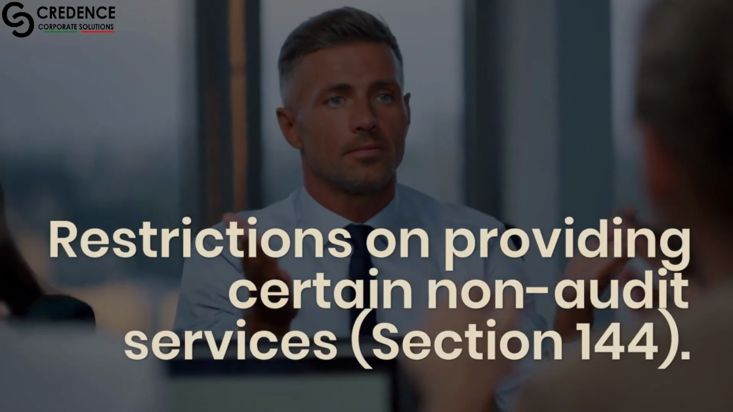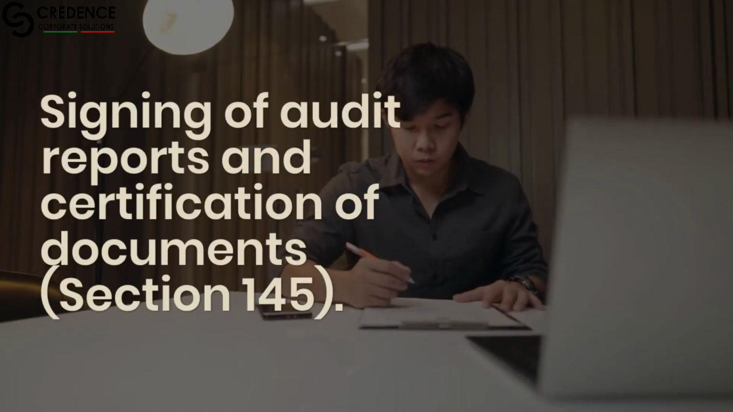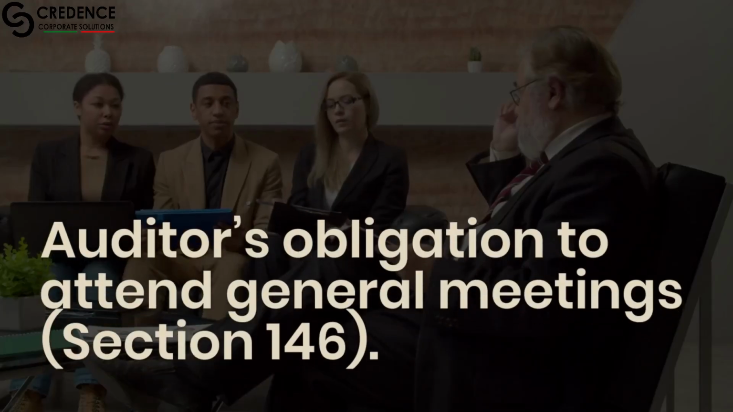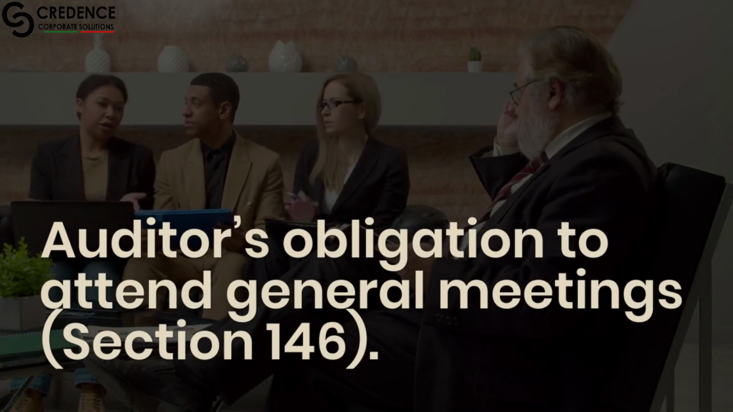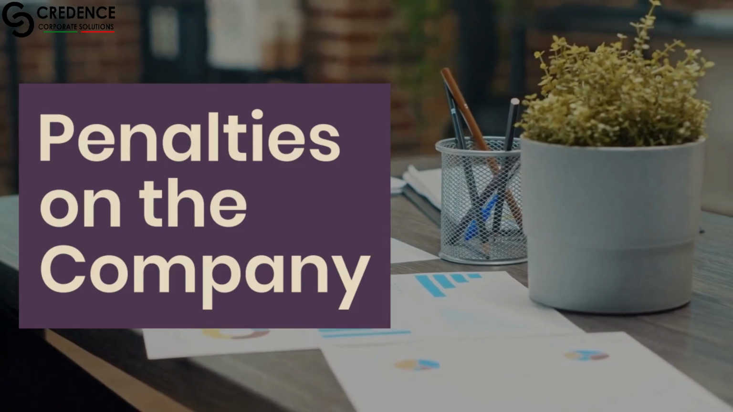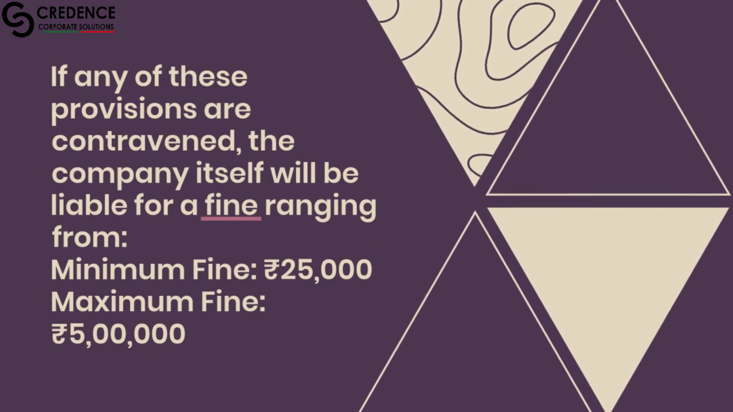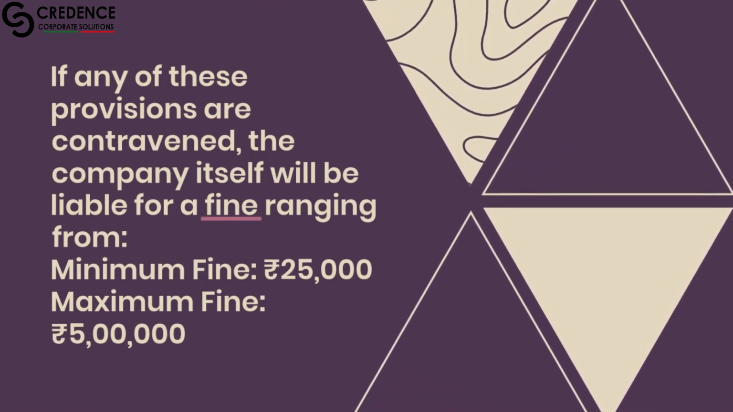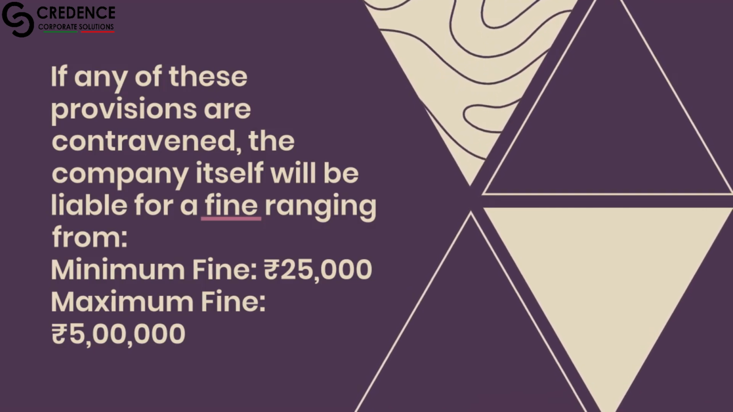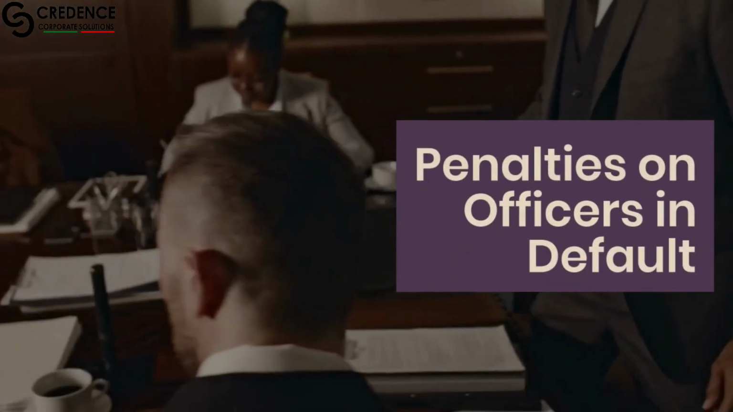Restrictions on providing certain non-audit services, Section 144. Signing of audit reports and certification of documents, Section 145. Auditor's obligation to attend general meetings, Section 146. Penalties on the company. If any of these provisions are contravened, the company itself will be liable for a fine ranging from minimum fine, 25,000 rupees. Maximum fine, 5 lakhs rupees. Penalties on officers in default.